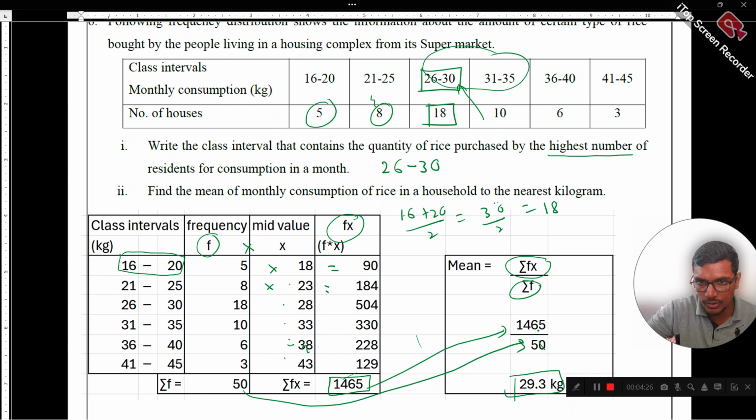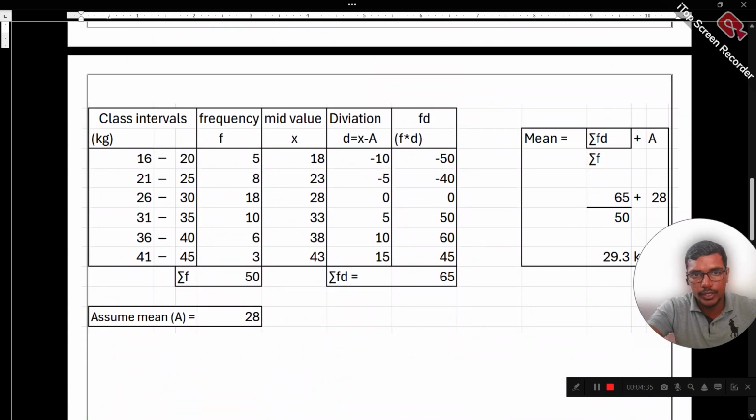So this is one method to find the mean. If not, there's another method, which is with the assumed mean. The same chart we should draw with one additional column. Frequency, mid value should be taken in the same manner, and deviation should be taken. Deviation will be x minus a. A means assumed mean. Assumed mean will be the mid value of the modal class. Modal class is the class with the highest frequency. This is the highest frequency one. So A will be the mid value of that. A will be 28.